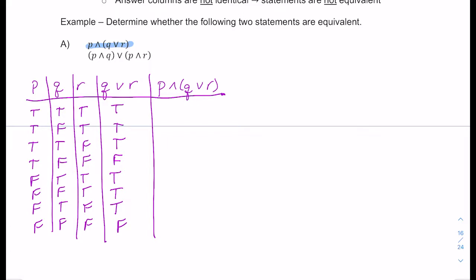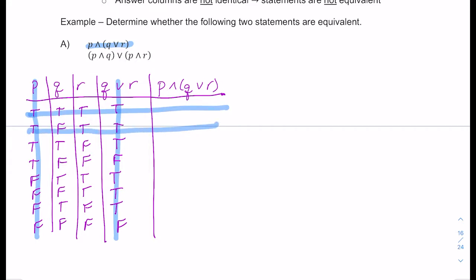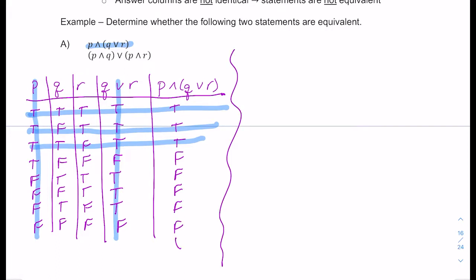Now I'm going to look at P and (Q or R). I'm going to focus on the P column, and then on the Q or R column. And it's an and. Remember, and means both have to be true for the statement to be true. So when I look, I have two trues there, and here I have two trues, and here I have two trues. And that's it. They're the only places where I'm going to have true. The rest will all be false, because an and implies both have to occur. Now, that's my answer column.